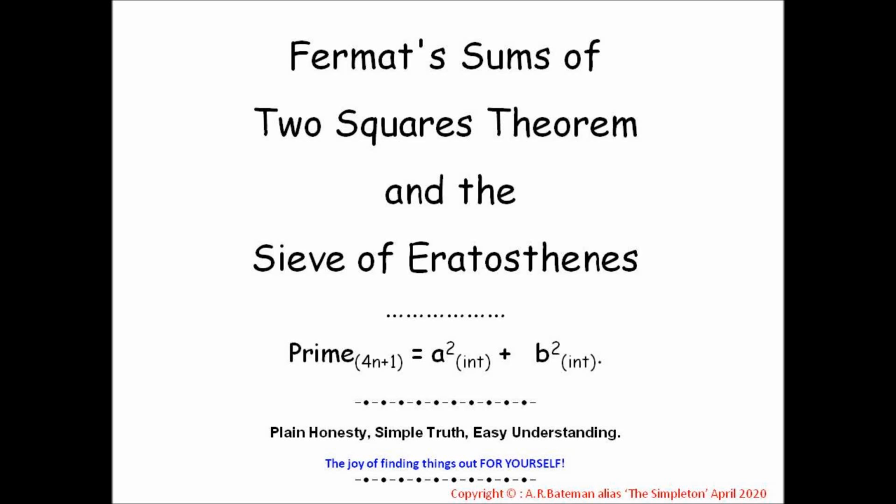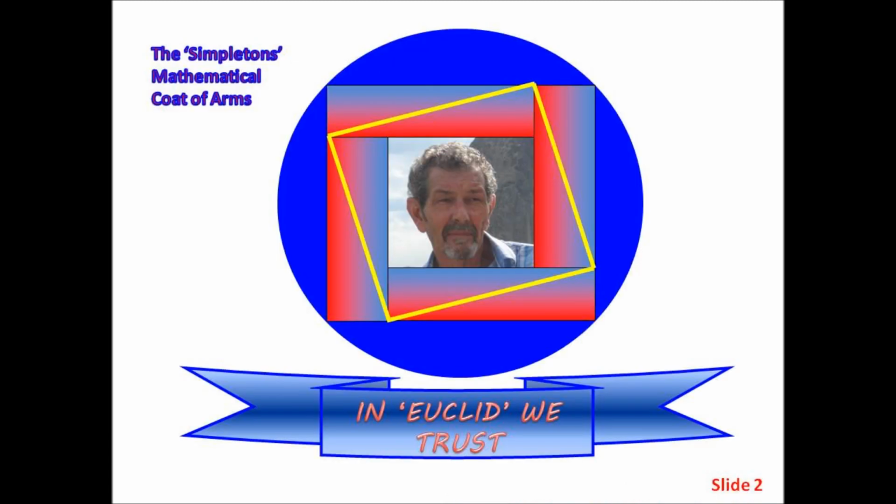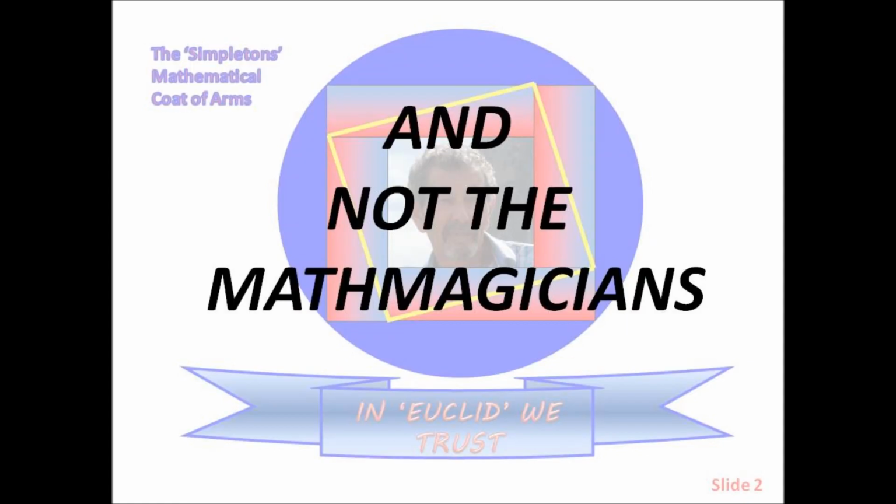Fermat's sum of two squares theorem, which states that every prime of modularity 4n plus 1 can be written as the sum of two integers squared, and the Sieve of Eratosthenes. My motto: plain honesty, simple truth, easy understanding, the joy of finding things out for yourself. The simpleton's mathematical coat of arms. In Euclid we trust, and not the mathematicians.